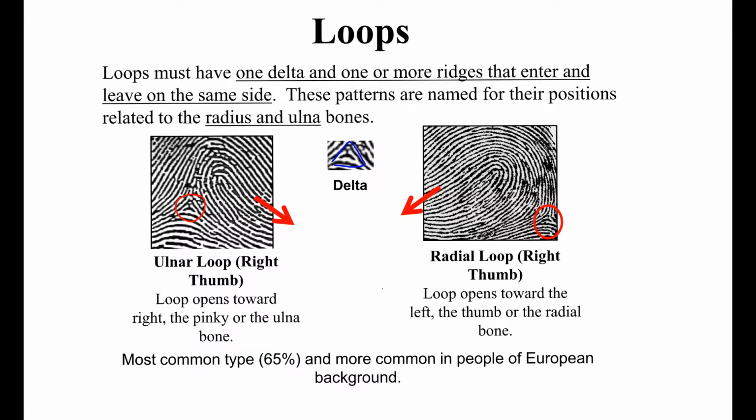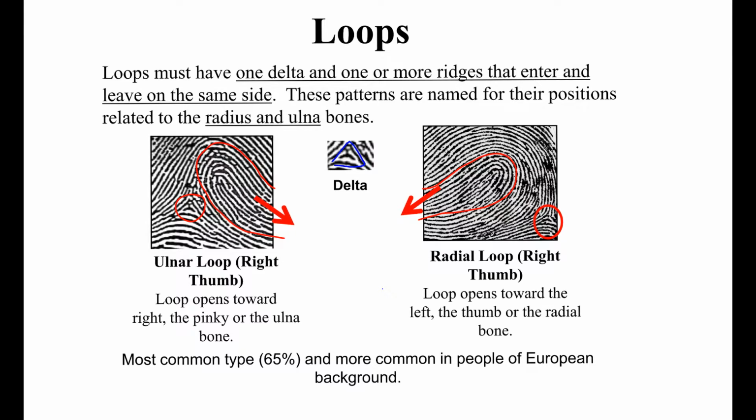Loops always have one delta, and their ridges enter and leave the print on the same side. So I'm gonna draw that in so you can see. I'll just do it in red again. So over here you can tell that the loops come in, they go around, and they go out. We enter and exit on the same side of the print. On this side, we go in, we go around, we come out. They enter and exit on the same side of the print. So there are two kinds of loops.